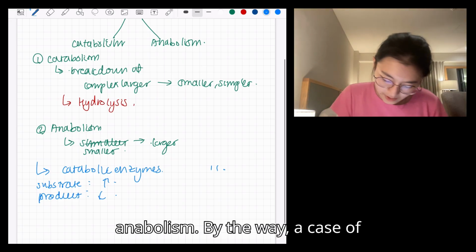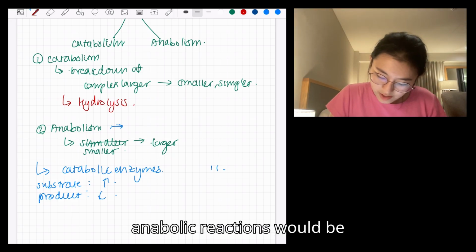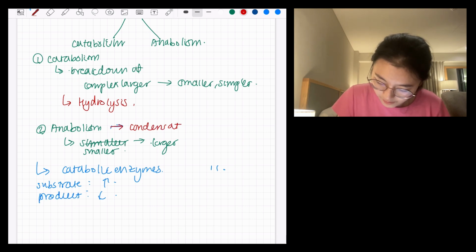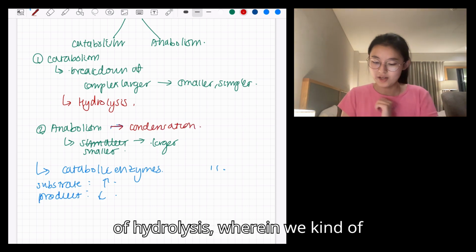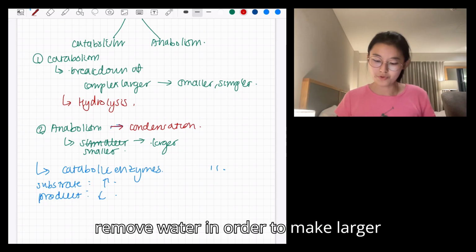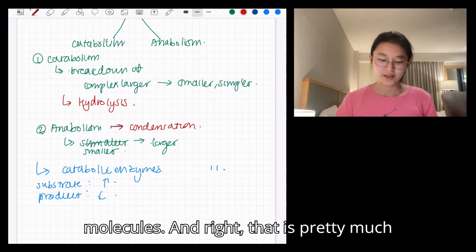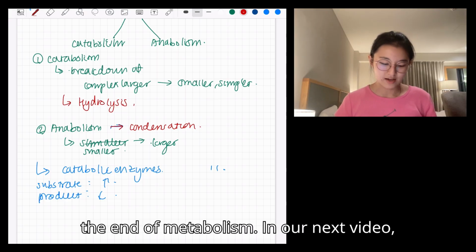By the way, a case of anabolic reactions would be condensation, which is the opposite of hydrolysis, wherein we remove water in order to make larger molecules from much smaller molecules. And right, that is pretty much the end of metabolism.